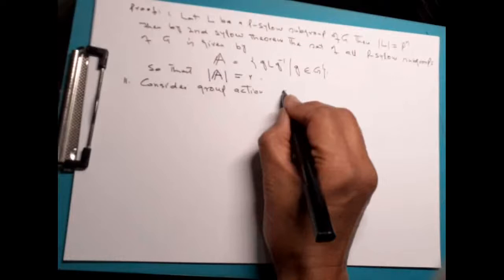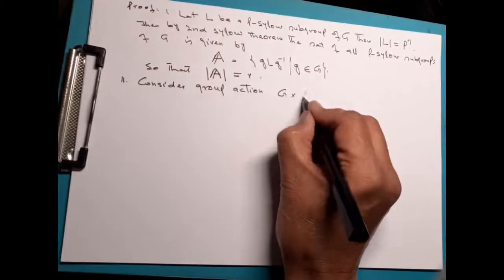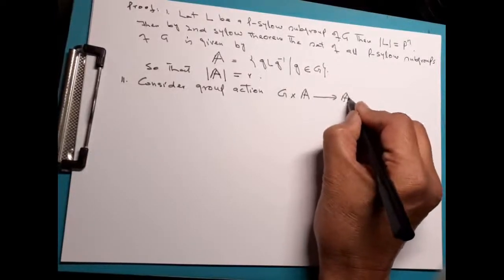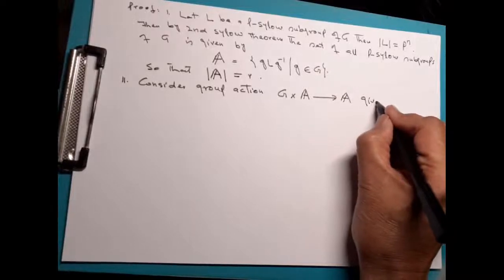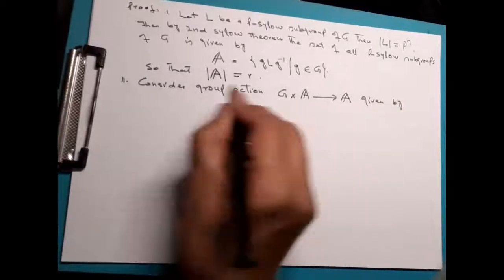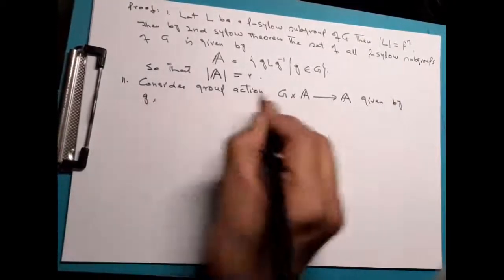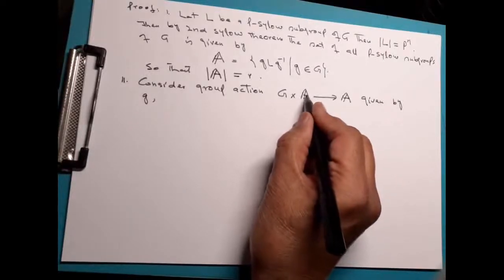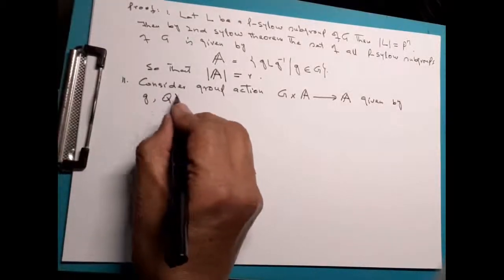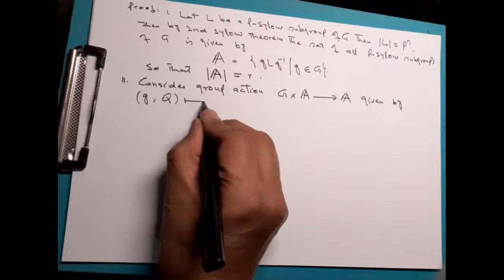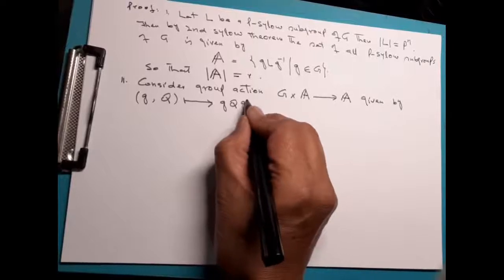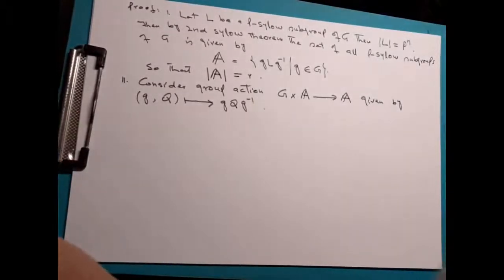So we are going to act G on this particular set A. This is the group action we are going to consider. Let's see what this group action is going to be. Given an element g of group G and an element of this set A, which consists of p-Sylow subgroups, let's write that element as Q. Then this ordered pair will go to gQg inverse. So this is our group action. We can check very easily that this is a group action.